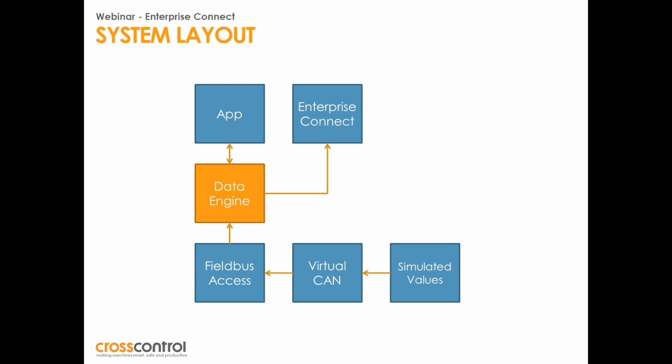The system itself is gonna consist of various parts. It's gonna, of course, include the data engine. We're gonna have an application, and we're also gonna have Enterprise Connect. That's what I'm here to talk about, so it's convenient. We will use the Fieldbus Access to get a hold of the data, and we will feed the data to Fieldbus Access through a virtual CAN network, all with some simulated values. We're going to see that in the end.